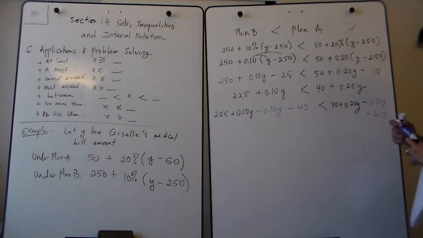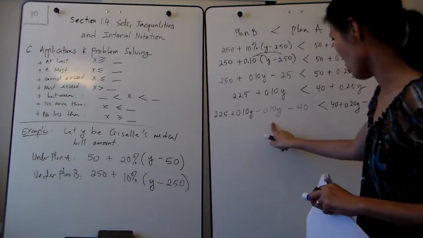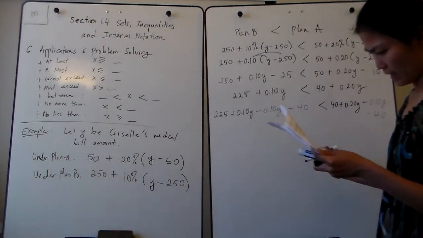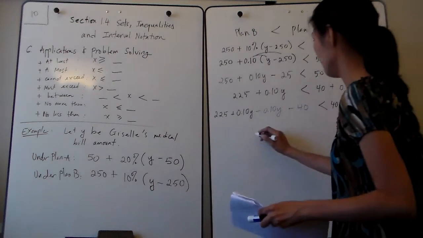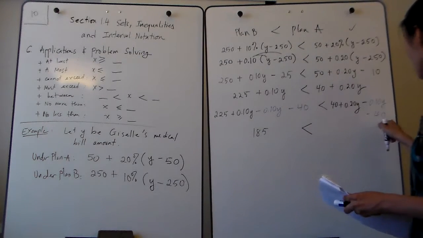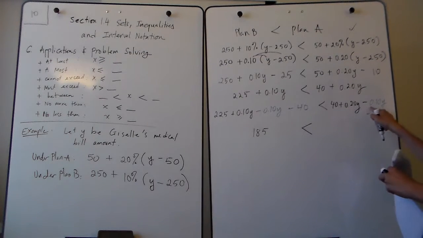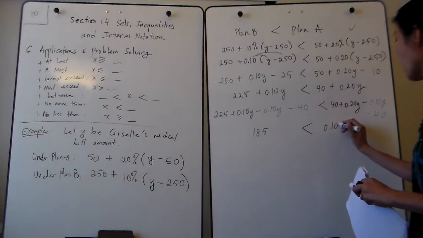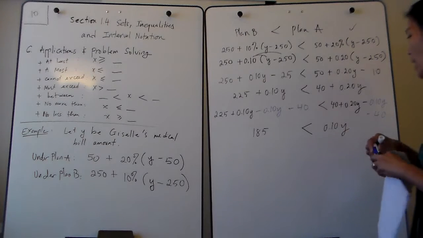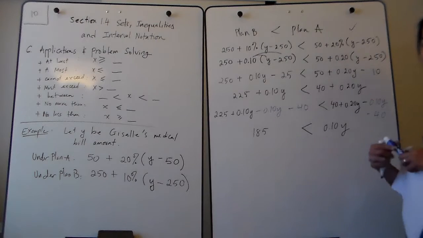Okay? And then simplify, we'll get this and this term cancel. 225 subtract 40 is 185, less than 40 subtract 40 is 0. Okay, so the constant term cancels out. 0.20y subtract 0.10y is 0.10y. We're almost there, so we need to solve for y, right? That means we need to divide by this constant on both sides using the multiplication principle.